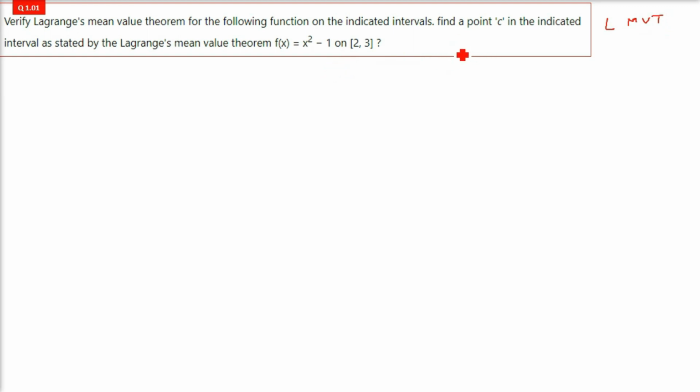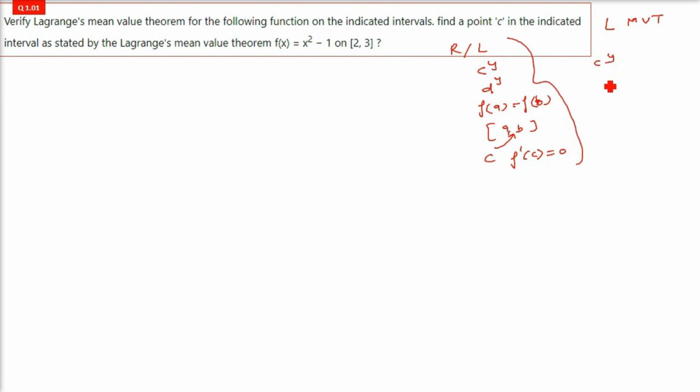The difference between Rolle's and Lagrange's is that Rolle's says continuity needs to be checked, differentiability needs to be checked, then the third one is f(a) should be equal to f(b). A and b are the domain endpoints, so the values at a and b have to be equal. Then f'(c) will be equal to 0, and that c will lie between a and b.